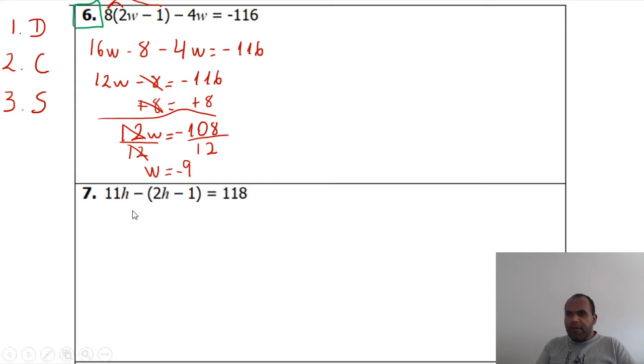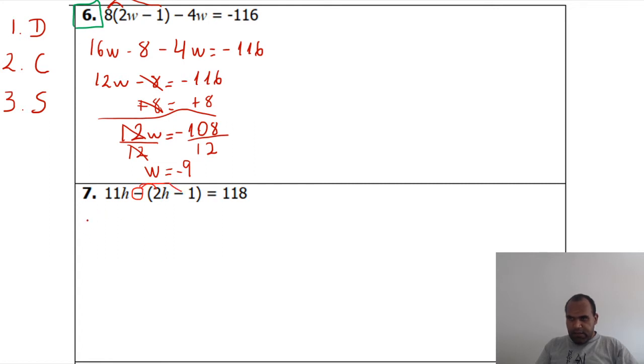Let's work here. 11x minus 2(x minus 1) equals 118. Let's think about it a little bit before we keep on working on this. The first thing you have to do is multiply this negative here, distributive. Remember, distribute, combine like terms, and solve it. Right now, you need to distribute these things here.